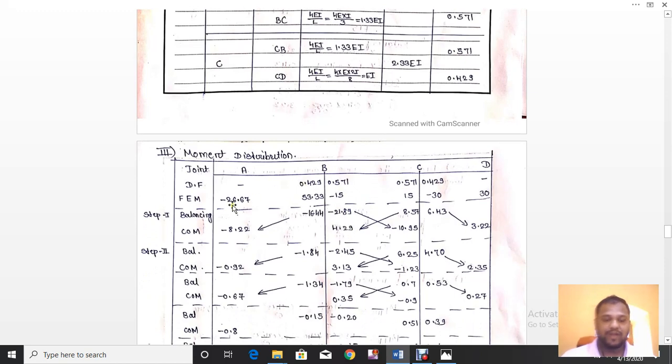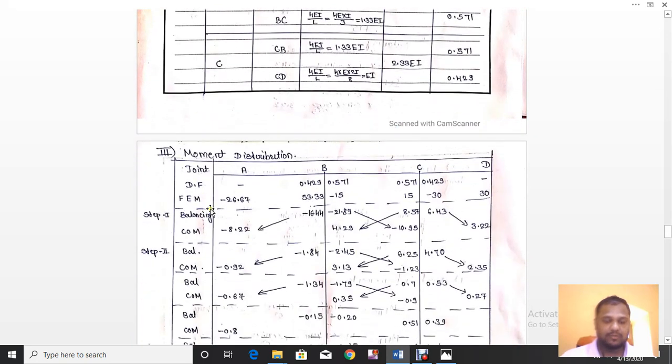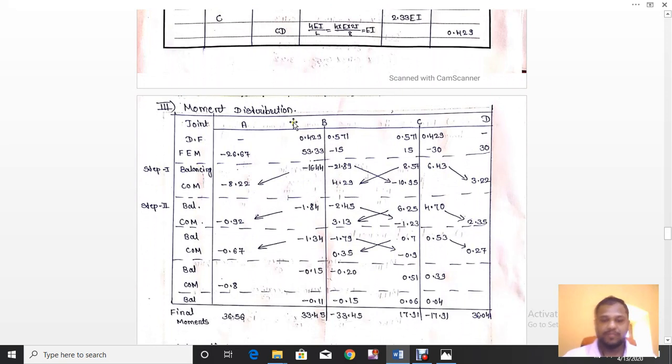So distribution factors I have written. Similarly I have got fixed end moments. So these fixed end moments I am writing over here. So this is the setup of this particular table. Now step number 1. So I have written it clearly, everything over here.